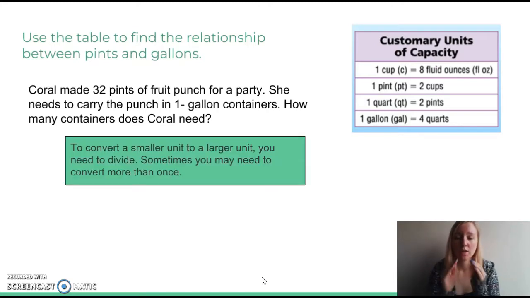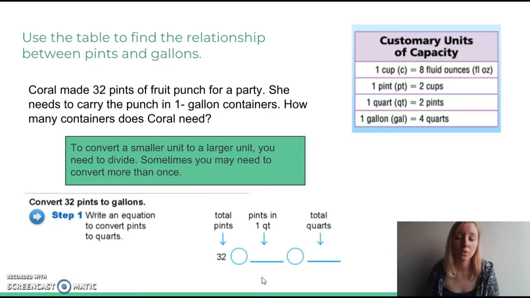So to convert a smaller unit into a larger unit, you need to divide. Sometimes you may need to convert more than once, which is what we're going to do right now. So our first step, we need to convert the pints into gallons. So we're going to convert our pints into quarts first. So our total pints, we have 32. And since we're going from smaller to bigger, we're going to divide. So divide, there are 2 pints in 1 quart, which equals 16 total quarts.